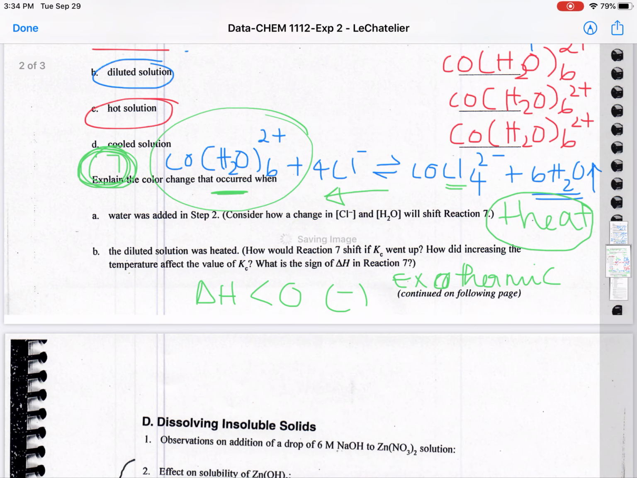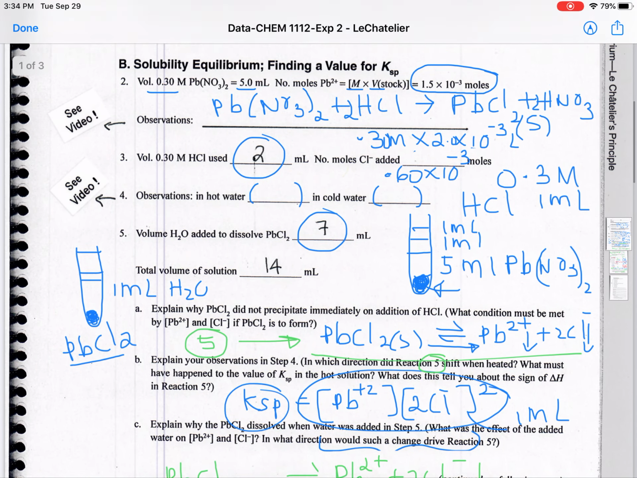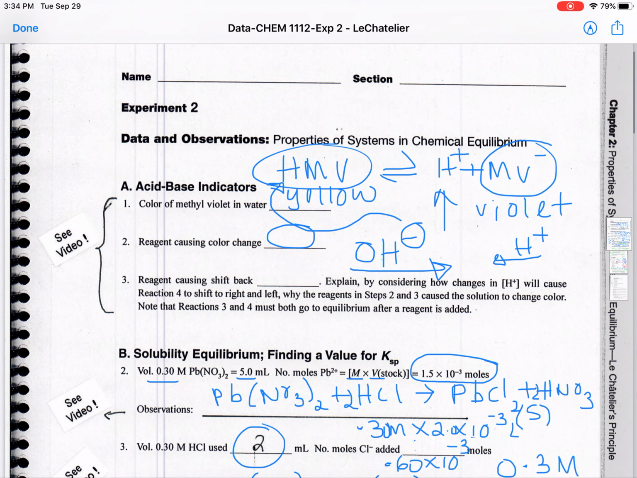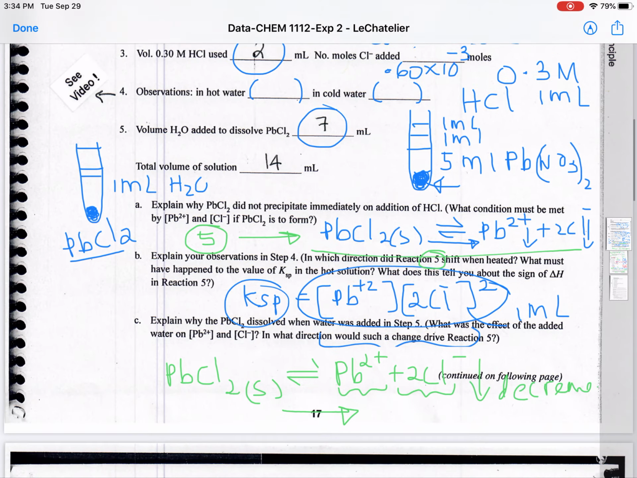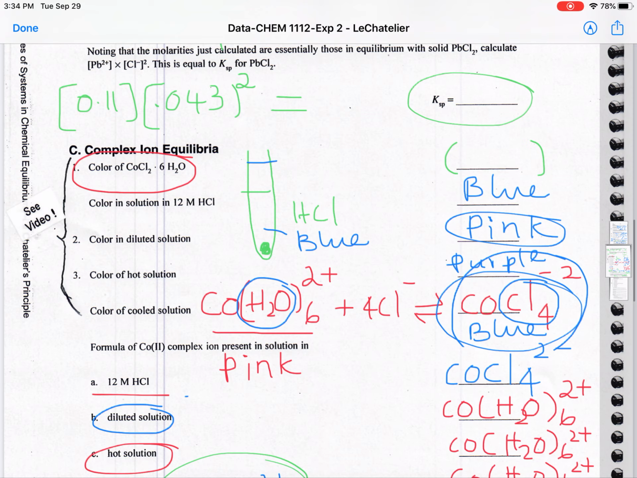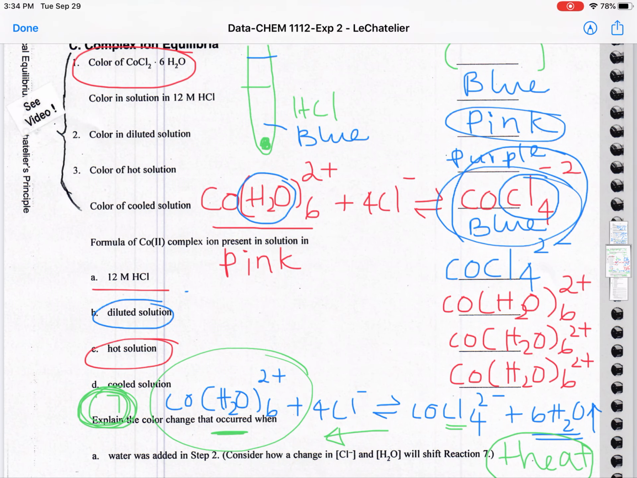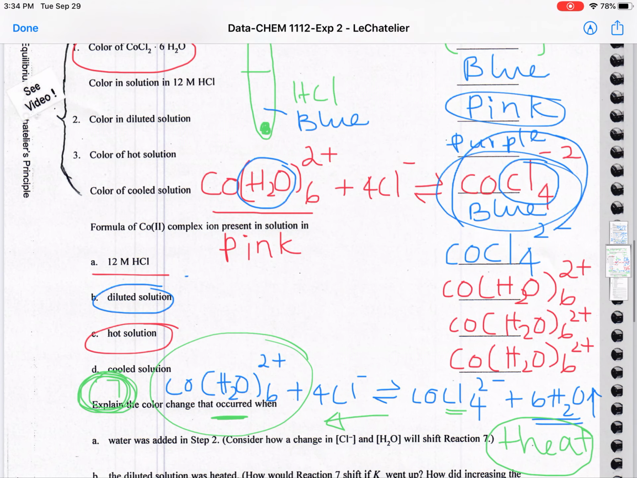We don't have to worry about the other one, dissolving insoluble solids. I hope you understood the concept of Le Chatelier's principle, how changing the reactants and the products will shift the equilibrium either to the left side or the right side. Also how to calculate the equilibrium constant, and looking at a colorful ligand complex, a coordination complex, and how the ligand exchange and the temperature affect the Kc and the position of the equilibrium, either going left or right.